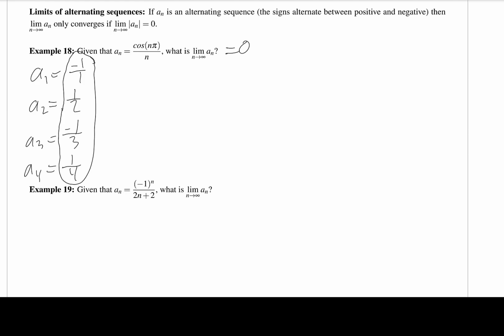So we've now got 3 different things we can use there. We can use our definition for the limit of alternating sequences. We can use the squeeze theorem, or we could use L'Hopital's rule.